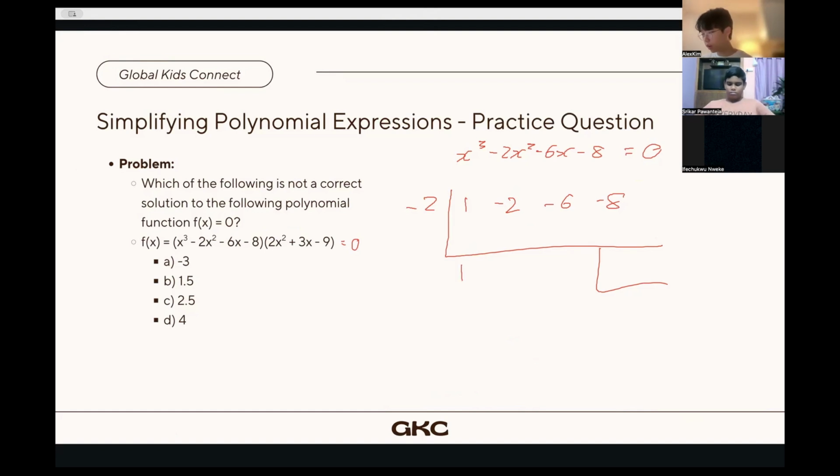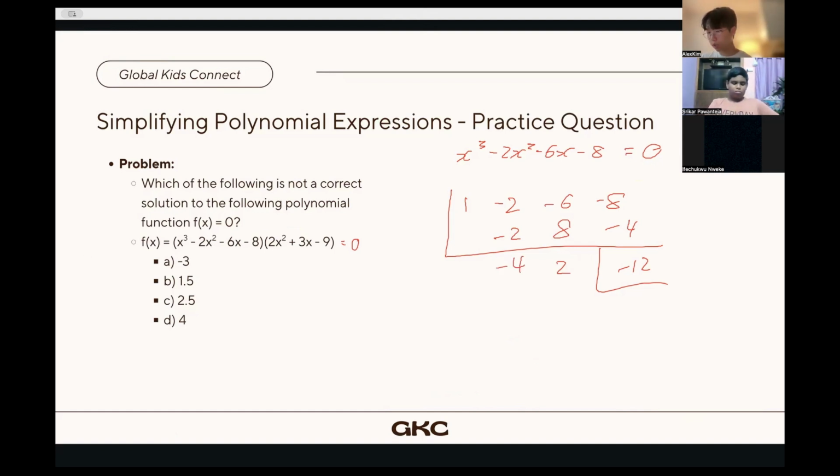If we try -2, then we will get 1, -2, -4, +8, +2, -4. Oh, sorry, I think I made a mistake somewhere. Hmm. Okay, -12. How did this happen? Let me just rethink. Okay, it seems that -2 actually gets us a smaller value than when we did -1.